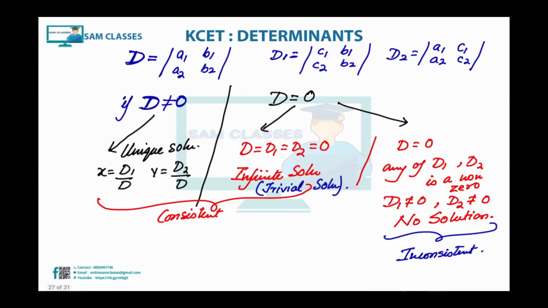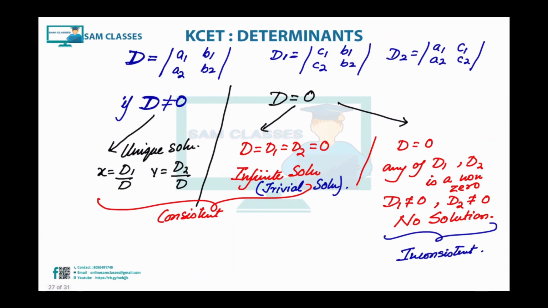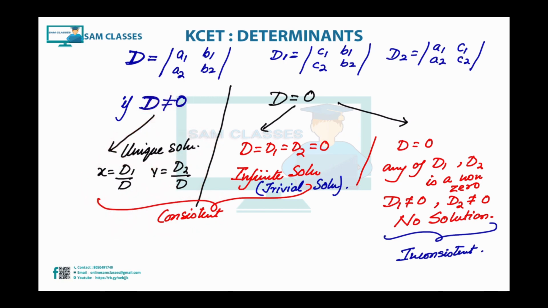So for the non-homogeneous ones, directly first we can apply, okay, what we can apply? We can find D. D is basically equal to the determinant of a1, b1, a2, b2. Correct. Now, if D is not equal to 0, directly you can say, student, it's a unique solution. And you can find the value of x and y, x equal to D1 by D, y is equal to D2 by D. And this is consistent.